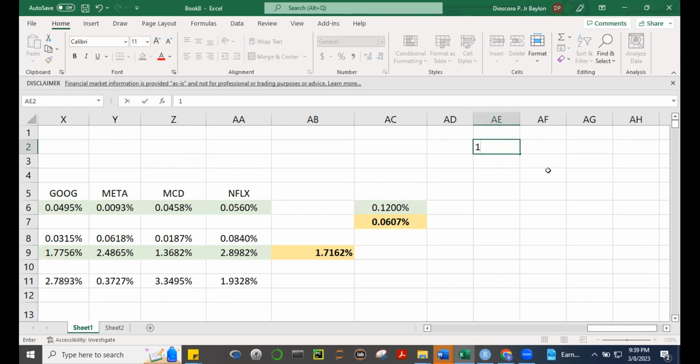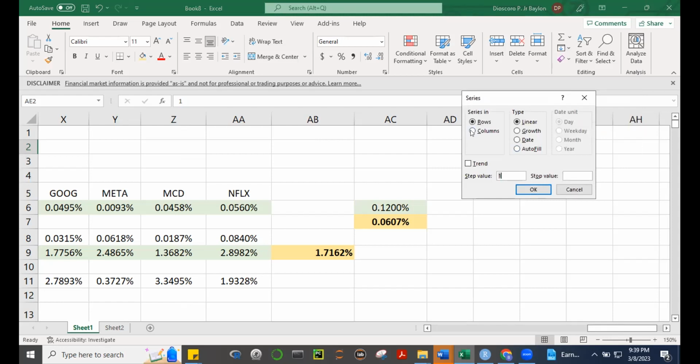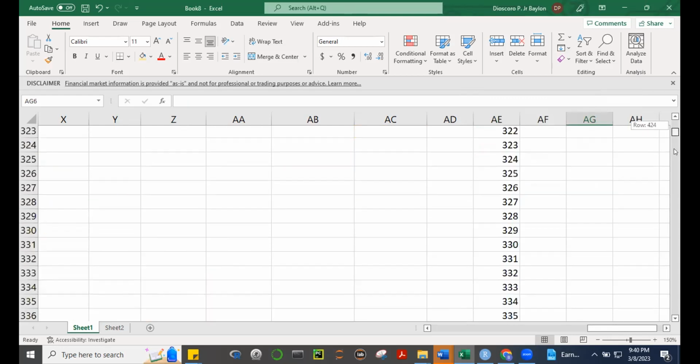Magkre-create ako ng number 1 here hanggang, let's make it up to 10,000 na lang. From 1 up to 10,000. By the way, I hope wala kayong question dun sa random array. So yung last class, 1 and then series columns, and then step value 1 each up to 10,000. You can make it 20,000, but in the interest of time, just make it 10,000. So there you go. So meron na tayong 1 up to 10,000.